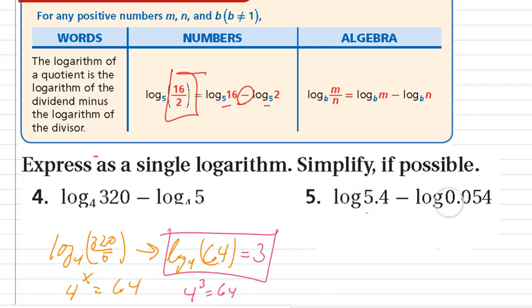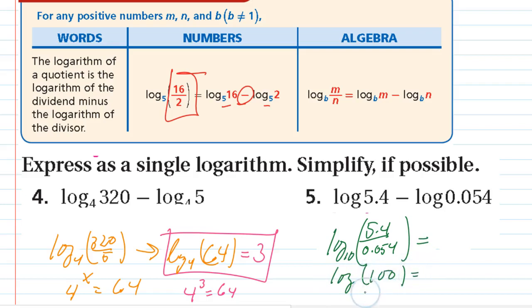Here again we have bases of 10, so we say log base 10 of 5.4 divided by 0.054. That gives me log base 10 of, and when I divide those two numbers, I'm left with 100. Well, the base is 10, so we say 10 to what power is equal to 100. We know that 10 squared is 100, so my answer is 2.